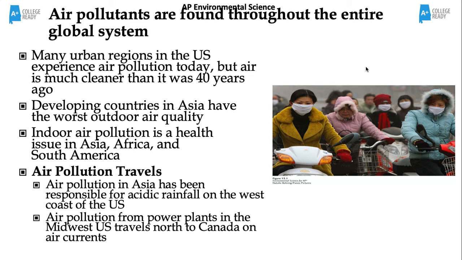It's important to note that air pollution does travel. So, air pollution in Asia has been responsible for acidic rainfall on the west coast of the US. So, what that means is some of the acid rain that's happening in California, for example, or in the Pacific Northwest, isn't because of pollution that the US has released, but it's because of pollution that has been released in Asia and then has migrated over and started affecting our west coast. And then another example, air pollution from power plants in the Midwest in the United States can also travel north to Canada on air currents. So our pollution is affecting Canada, Asia's pollution is affecting us. It all travels.